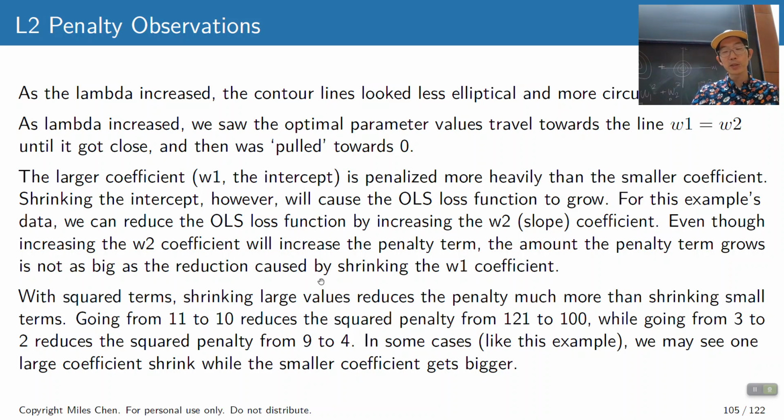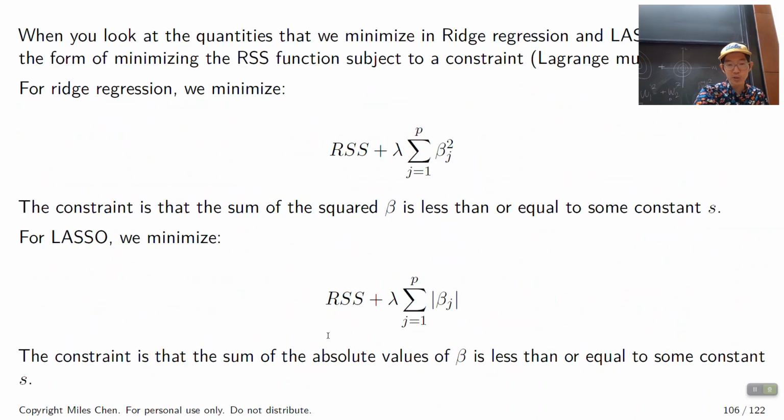So going from 11 down to 10 shrinks by 21, whereas shrinking from 3 to 2 only shrinks by 5. So it's going to shrink the larger coefficients a lot faster.